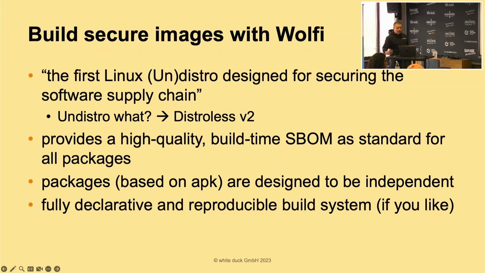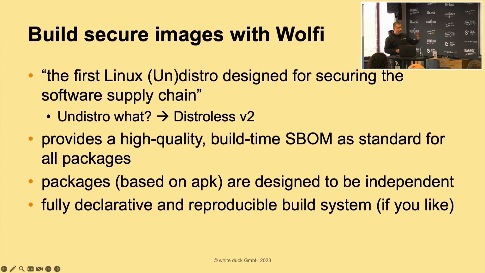All packages you're using are based on APK. You might know it from Alpine, for example. And all the packages provided by Chainguard, by Wolfi, are designed to be independent. So basically, if you install, let's say, an Nginx, everything is in place. You just need to install one package. So they are completely independent from each other.